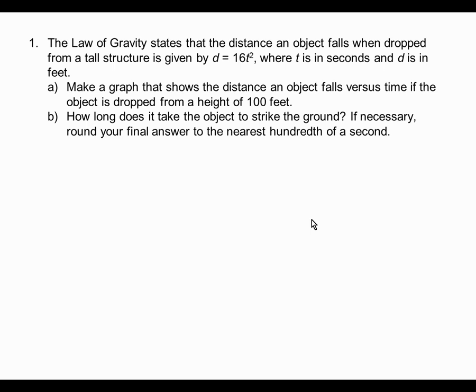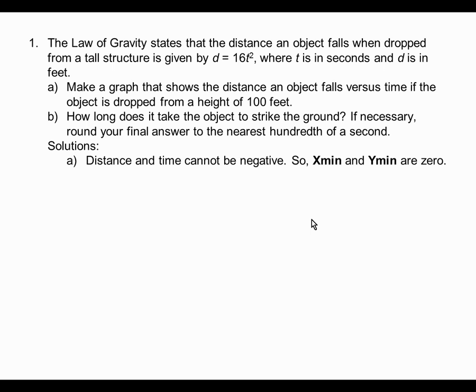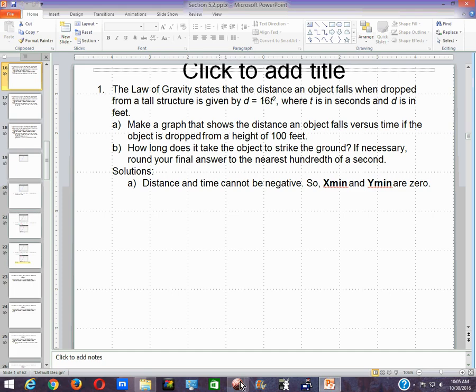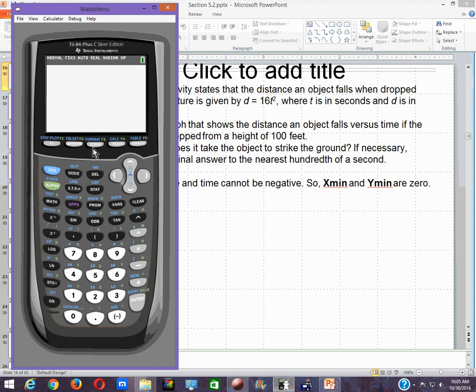This law of gravity was discovered by Isaac Newton, of course. Okay, so our solutions. For part A, distance and time cannot be negative, so our x-min and y-min are going to be zero. So again, let's get everything going here. In the window, x-min is zero. For the x-max, notice we're dropping it from a height of 100 feet, so the highest it can be, our y-max, is 100.